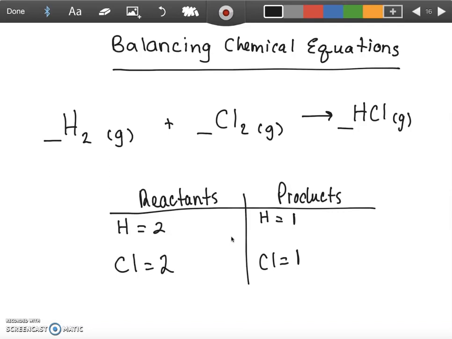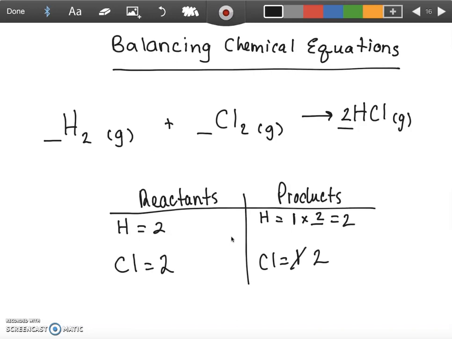So what number can I throw in front of that HCl there? What number times 1 will get me 2? Well, it'll be 2. So if I put a 2 out in front, I'll have 2 times this implied 1 and that'll give me 2 H's on that side. That 2 is also attached to that Cl as well, so now I have 2 times this implied 1 down there with the Cl, so I have 2 chlorines.